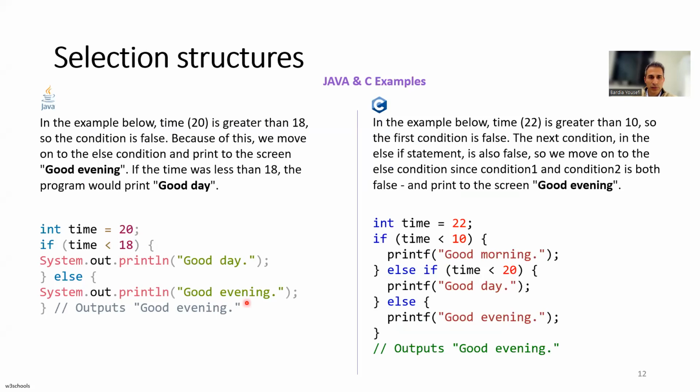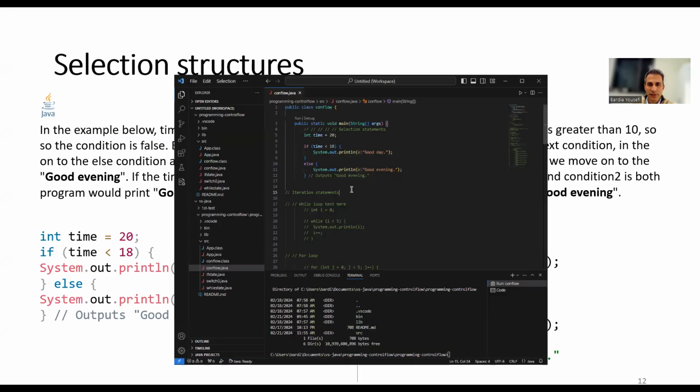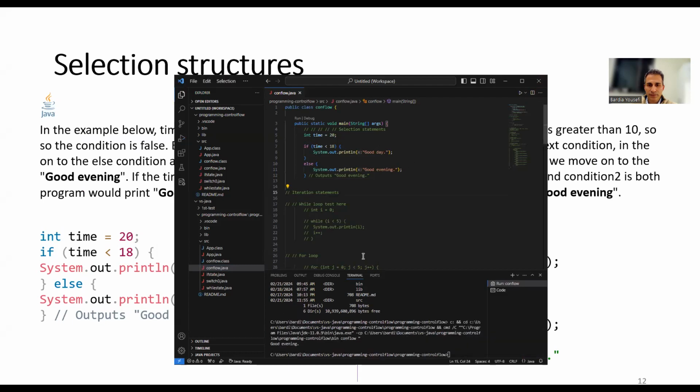I'm switching to Java here. As you can see, I have this code over here. I'm going to run this. As you can see, the output is good evening because it checks time equal to 20 and it is not smaller than 18. That's the reason we go to the alternative solution, which prints good evening.